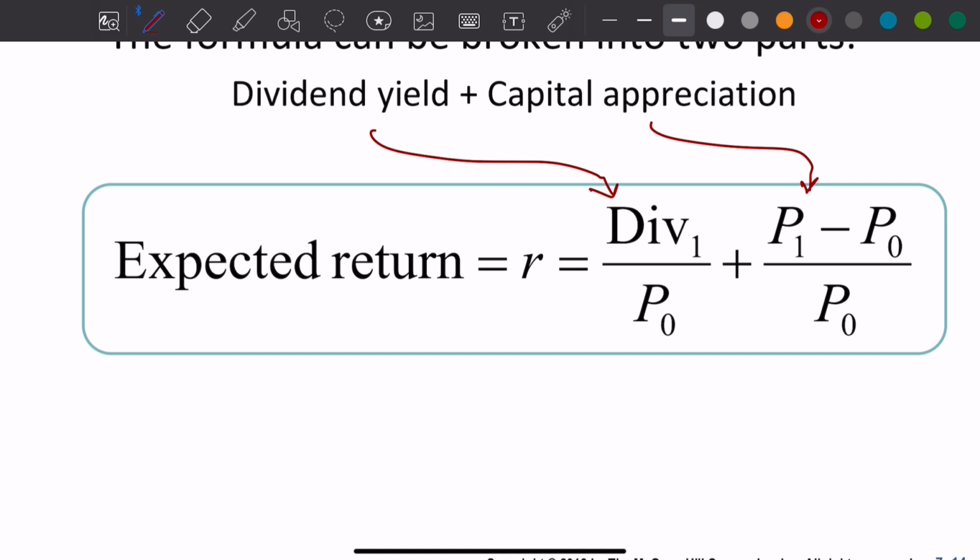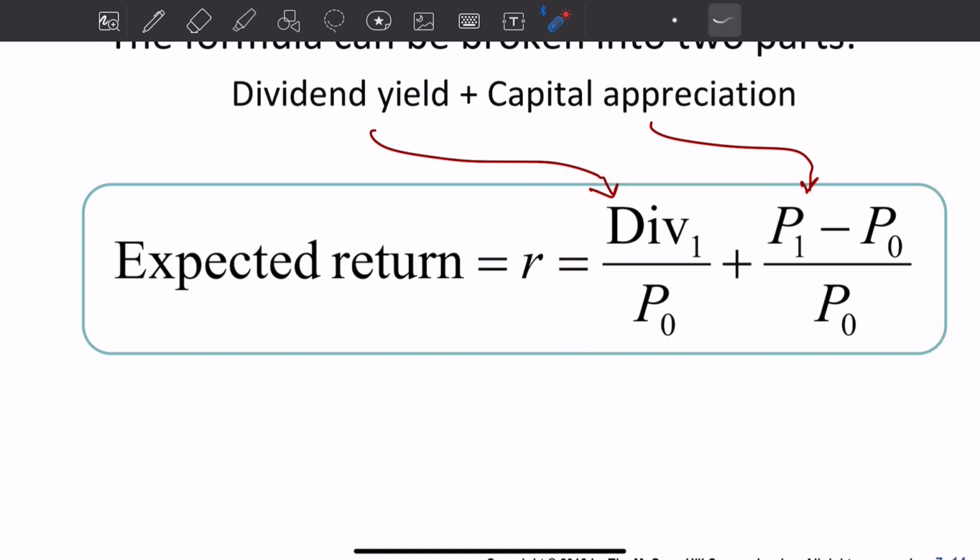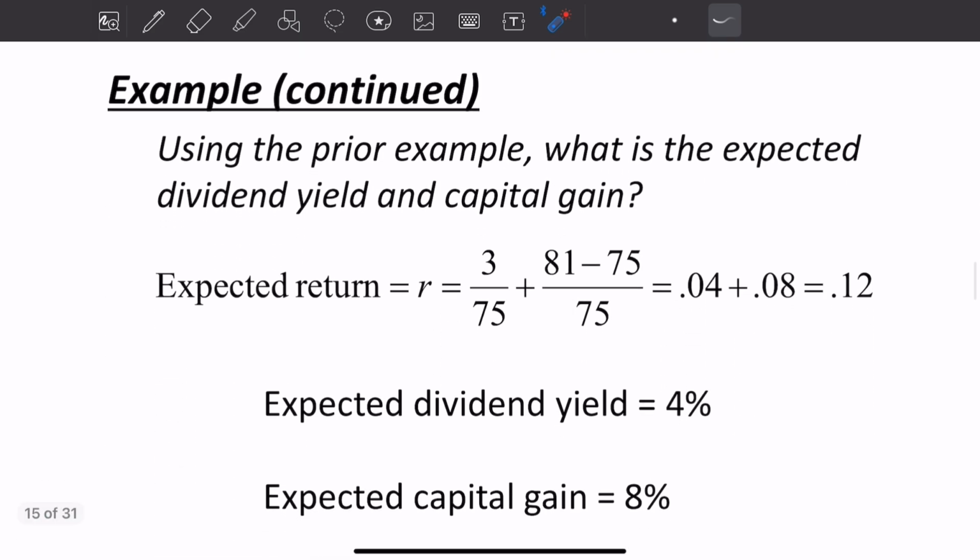If you calculate each one separately and then add them together, you would still get your R, or your expected return. So you can either use this or the previous formula. It doesn't really matter, but sometimes you're going to have to use this because the question might only ask you for the dividend yield or only for the capital appreciation, just like you will see in the exercises of this chapter later. Here is an example.